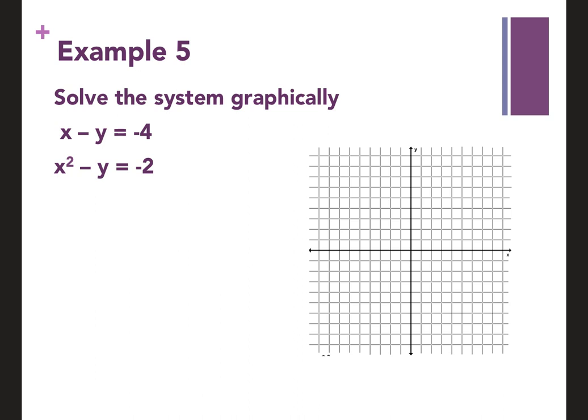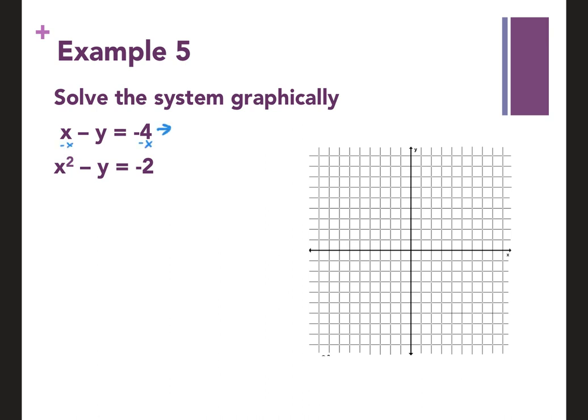What changes with 5? What's there that we haven't had yet today? X squared. What does x squared graph? Parabola, okay? So this goes back to your parent functions, or if you don't remember, you plug in some points, okay? So I'm going to start with the line.